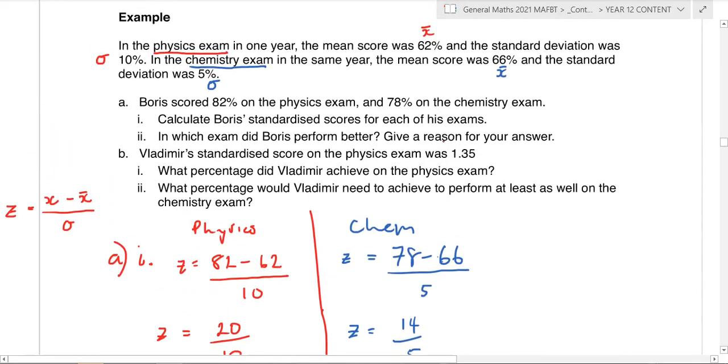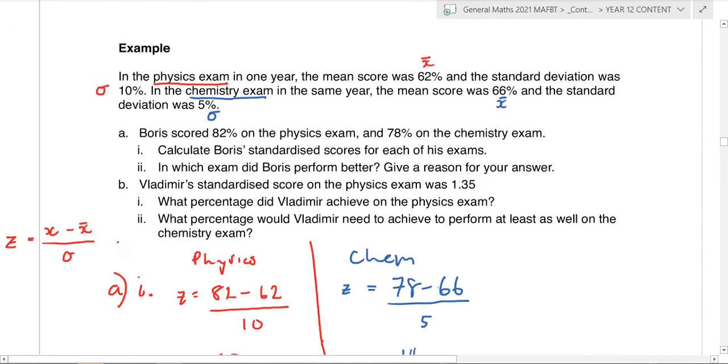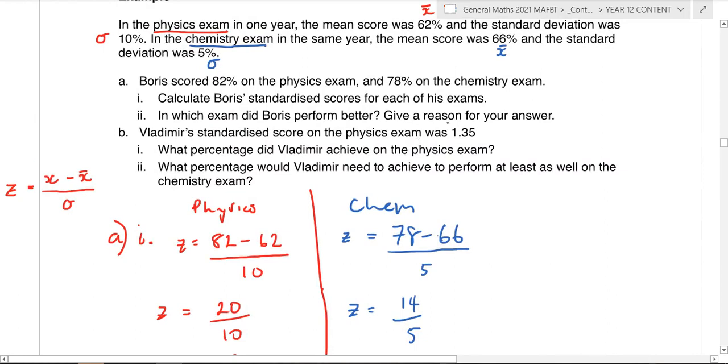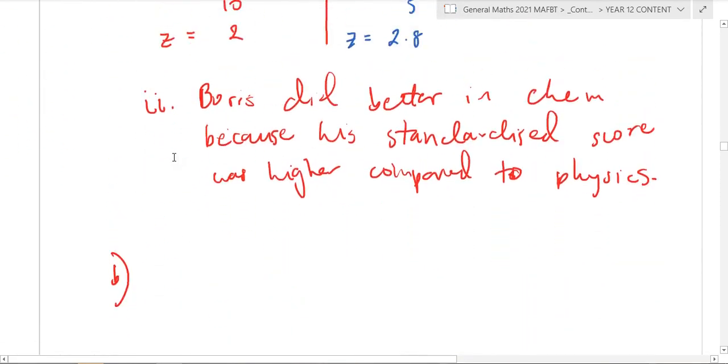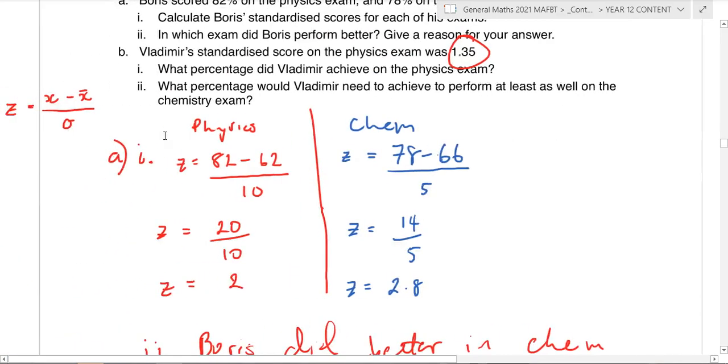Vladimir's standardized score. Okay, so let's do Vladimir this time. His standardized score in the physics exam was 1.35. So part 1 here is what percentage did Vladimir achieve in his physics exam? So again, if you remember, I mentioned that we actually use this score to find any value that we need within that formula. So in this case, we're looking for Vladimir's original score because it's given us the standardized score, it's given us the standard deviation, and it's given us the mean for physics. So we're looking for his original score.